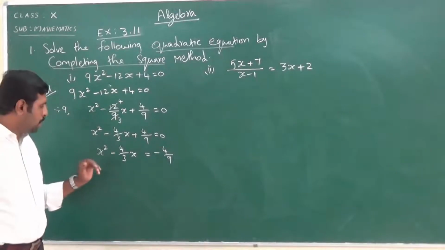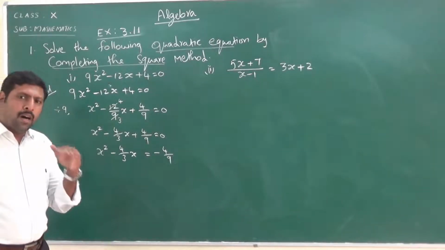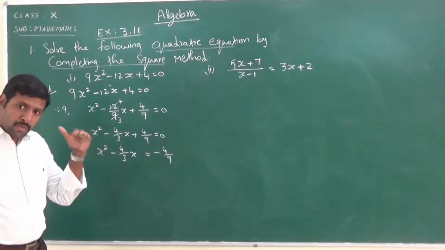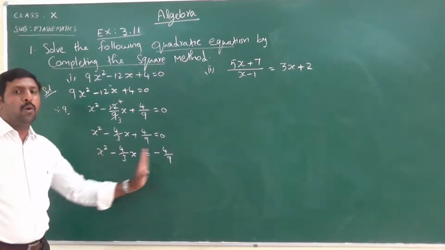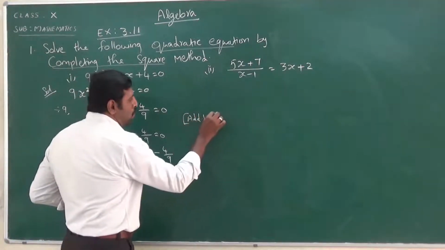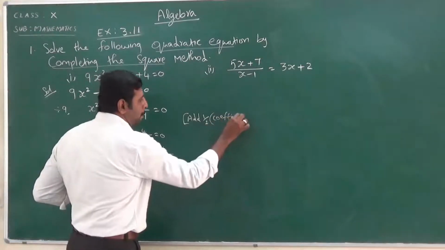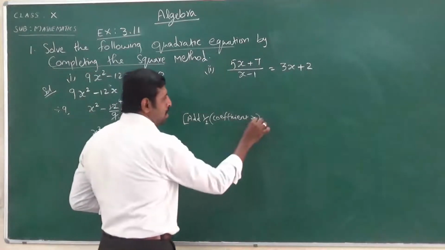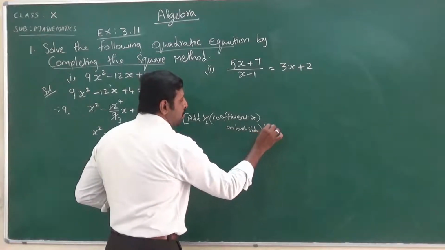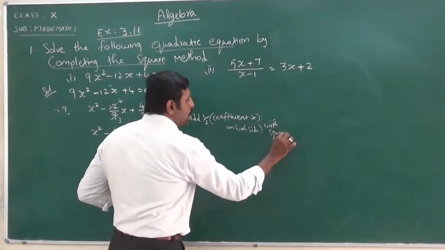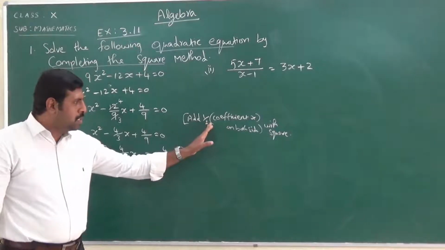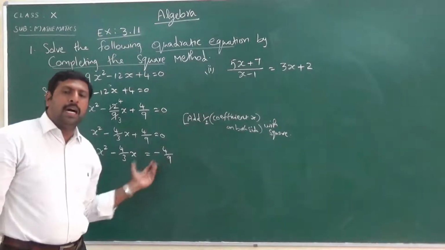The third step in the completing the square method: next we have to take half of the coefficient of x, square it, and then add it on both sides of the equation. That is, add the square of half of the coefficient of x on both sides. So we want to find half of the coefficient of x, and then we have to square the term and add on both sides.